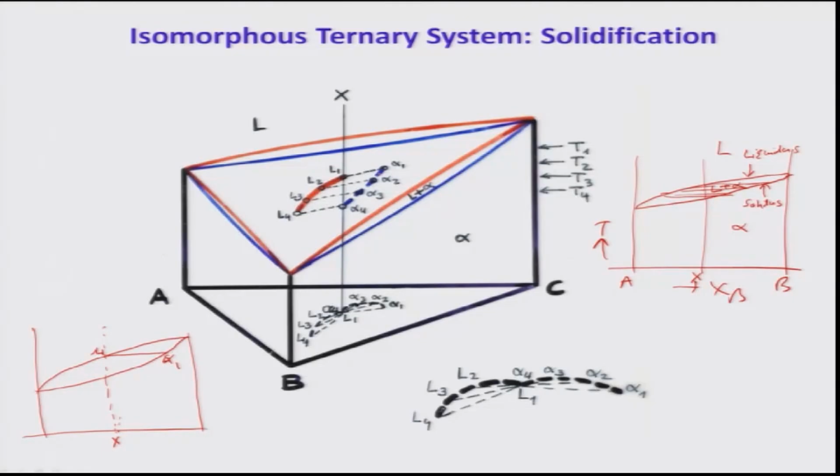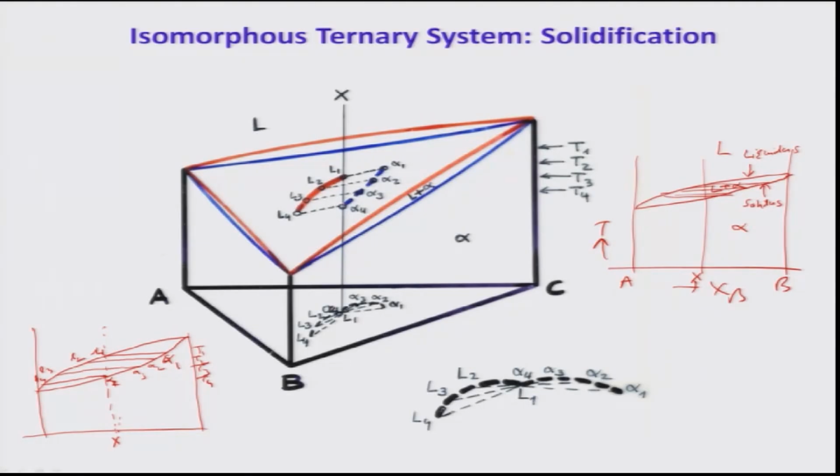So as I cool down the liquid, what will happen? At the next temperature, suppose T2, this is T1, then T2, the solid will have a composition given by alpha 2 and the liquid will have a composition given by L2, correct. Similarly I can draw at T3 alpha 3 and L3, and finish at T4 with alpha 4 and L4, correct. So this is how the whole thing will be done. Now as you know, solidification is over at T4, because at that point the solid will have a composition same as the overall alloy composition.